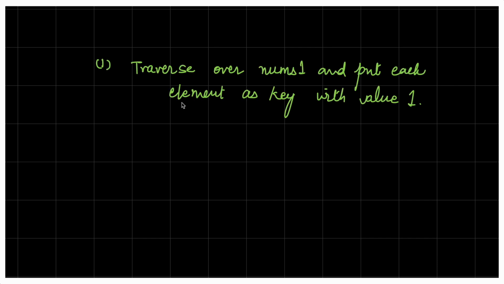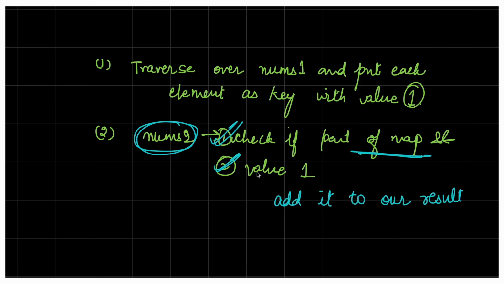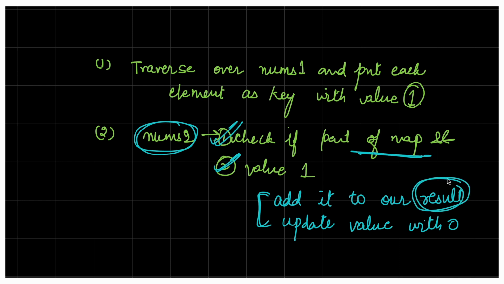First step is traverse nums1 and put each element as key with value 1. Whatever element we are getting in nums1, we'll keep adding the elements in the map with the value 1. Second step is, we'll traverse nums2 and we'll see whether the element is part of the map, and the value is 1. If this condition is true, we'll add it to our result and we'll update the value with 0. And then finally we can return this result.